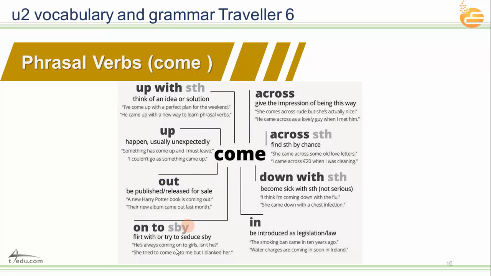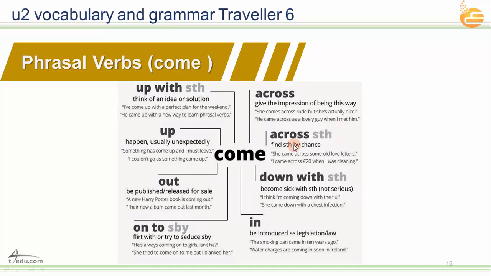To come on to somebody: to flirt with or to try to seduce somebody. He's always coming on to girls, isn't he? She tried to come on to me, but I blanked her. Come across: to give the impression of being a certain way. So she comes across rude, but she's actually nice. He came across as a lovely guy when I met him.